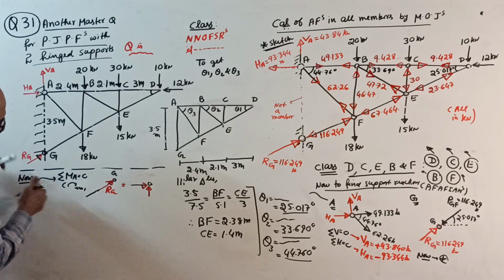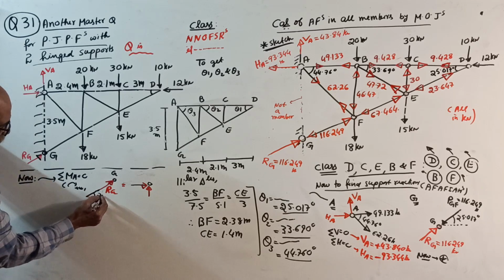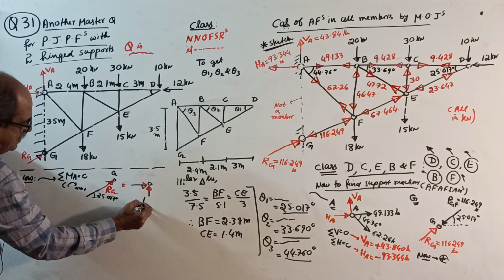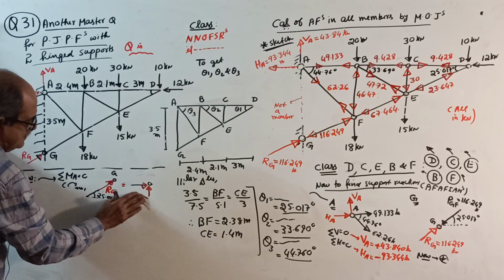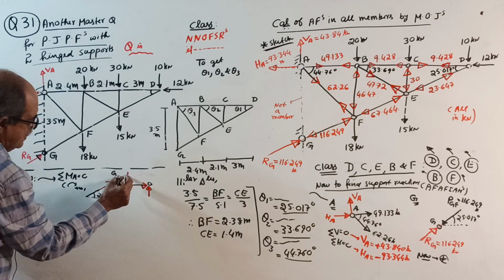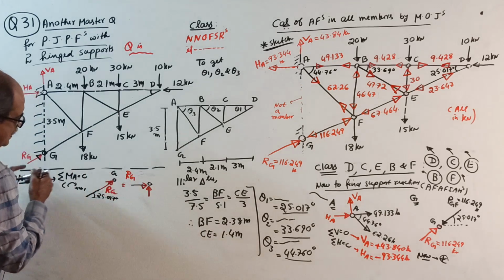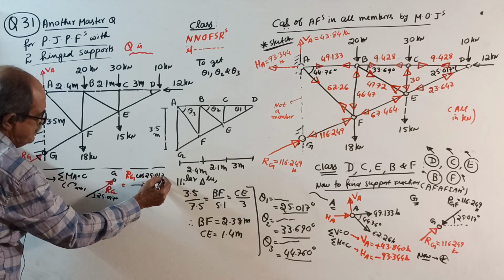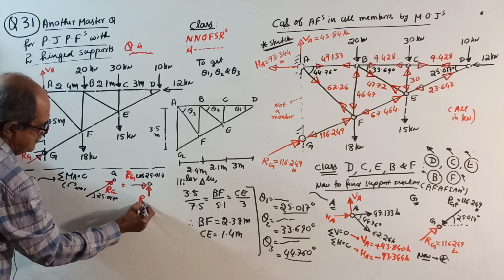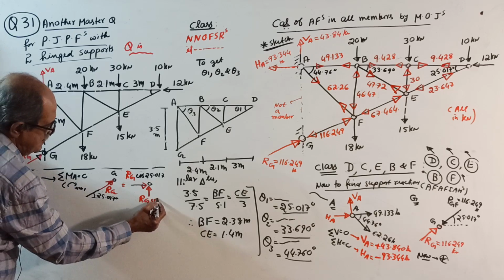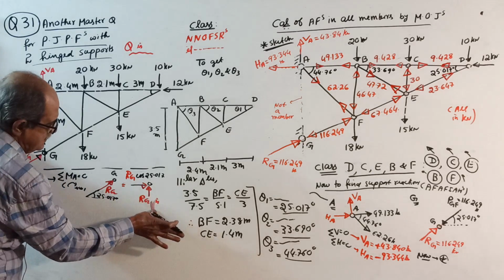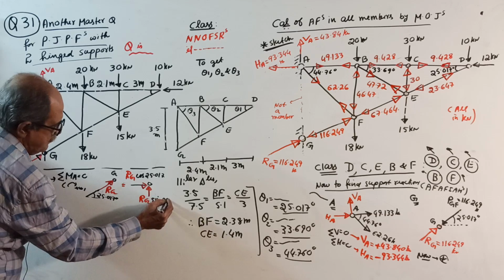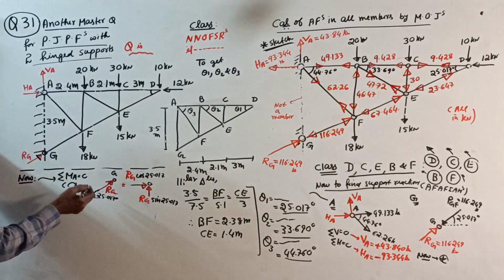RG makes an angle of 25.017 degrees right here. Then this will be RG. This component is what? RG into cos 25.017. This is RG into sine 25.017. RG sine 25.017 degrees. Then take moment about A.